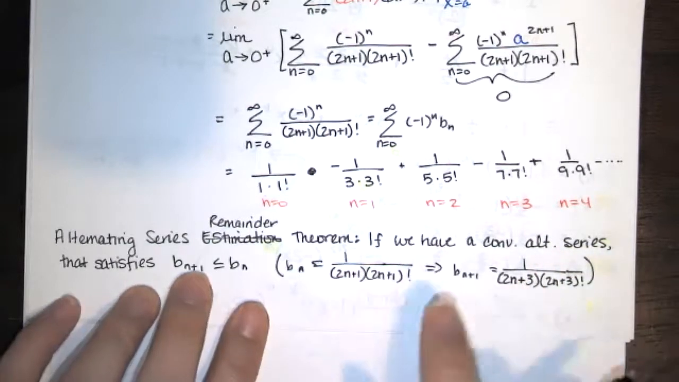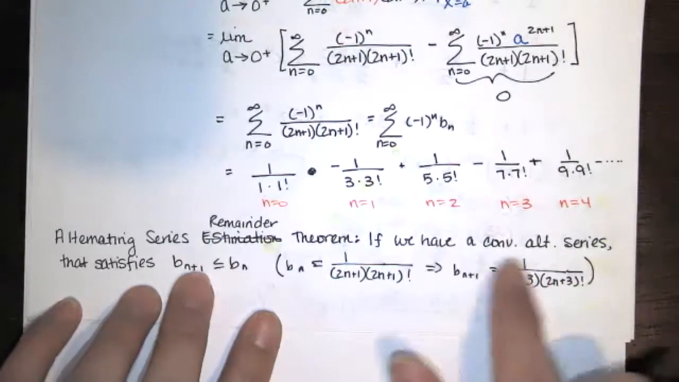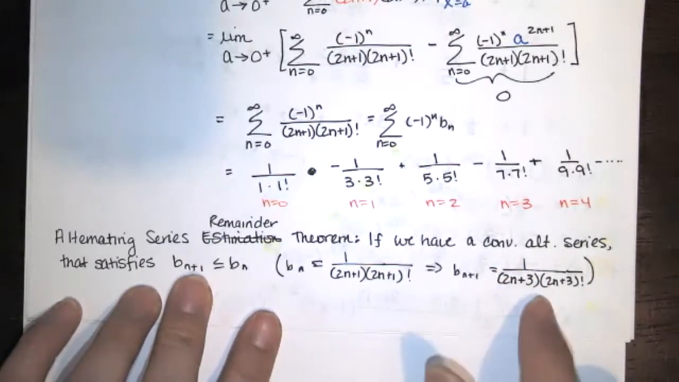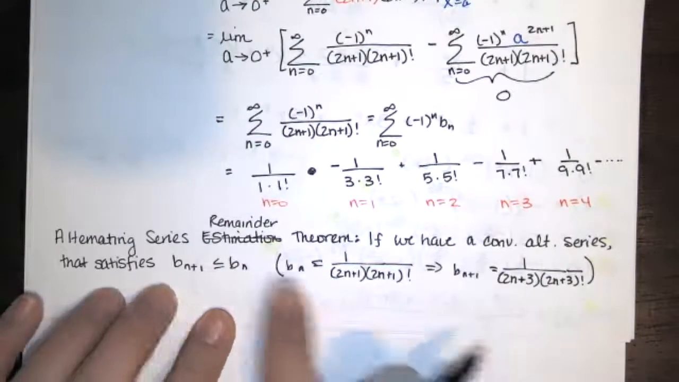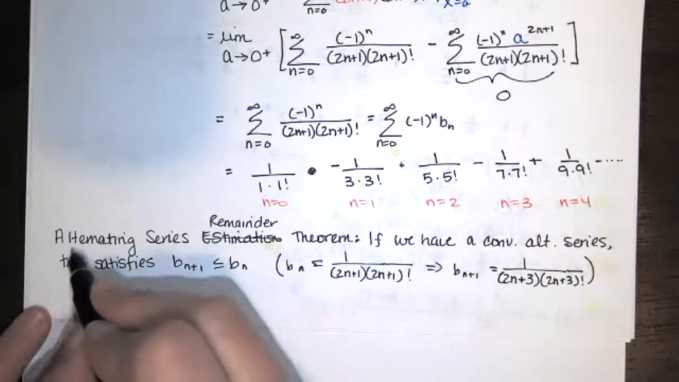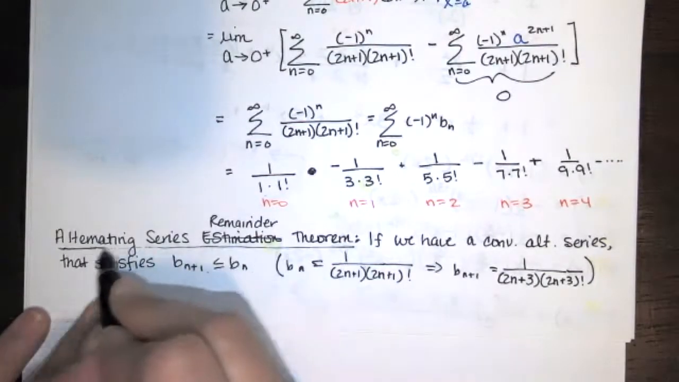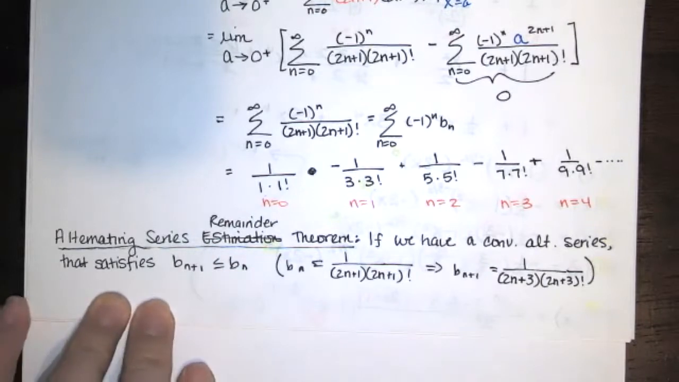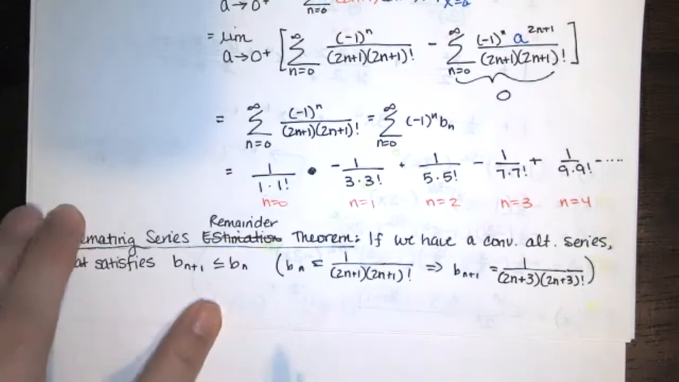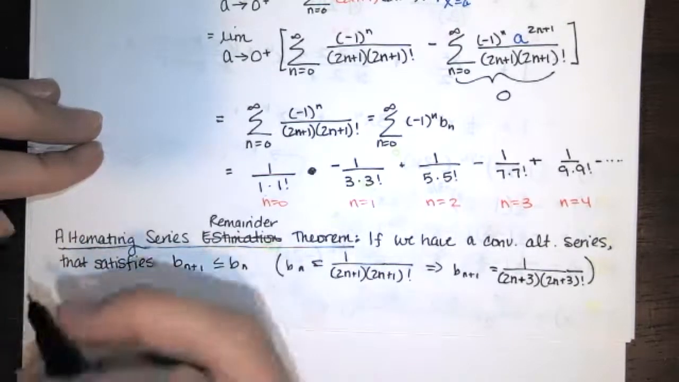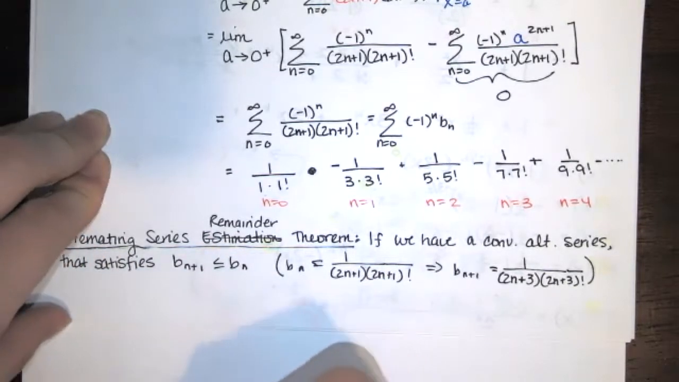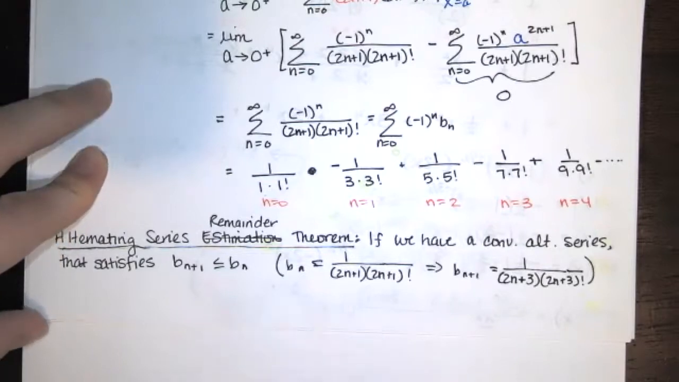And that's consistent with what we see up here. But since the denominator is larger here, the fraction is smaller. So this is definitely smaller than this, which is what's required for us to use this theorem. Okay. It says then the absolute value of the remainder in approximating the sum s by the nth partial sum is always less than or equal to the first neglected term.